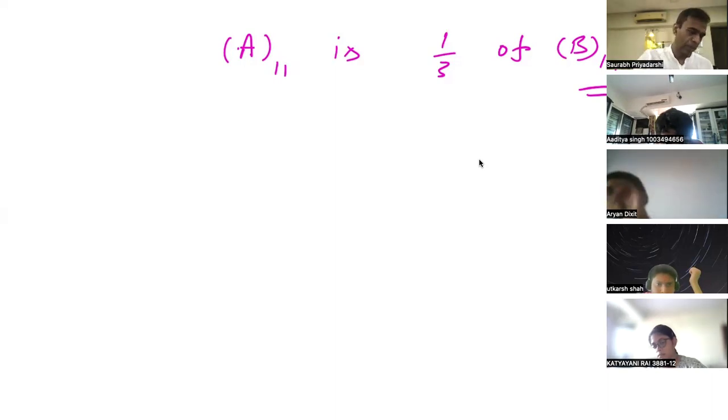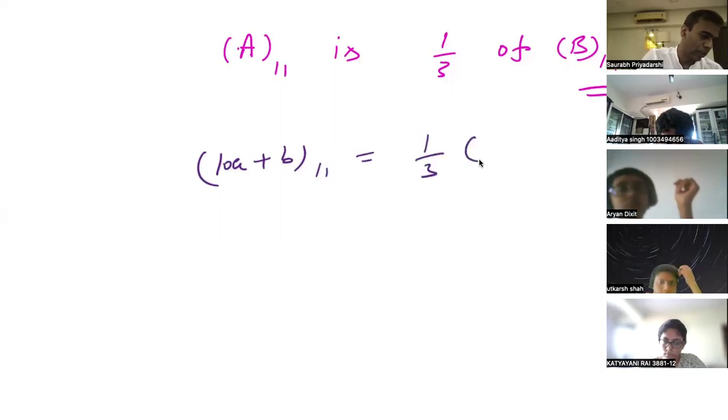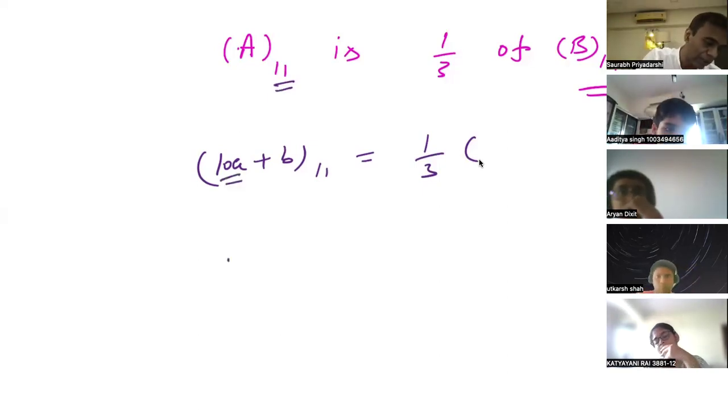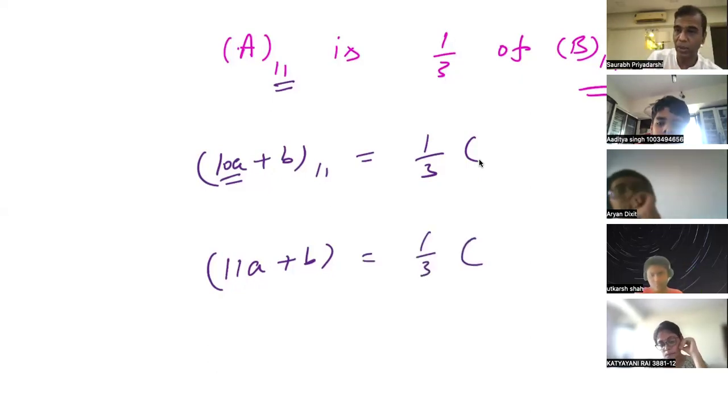Let's see. This A is a number. I'm assuming this number is nothing but 10A plus B with a base 11, equal to 1/3 of the other number, right? So 10A plus B, but we know that this has the base 11. So what should I write? Instead of 10A plus B, I have to write 11A plus B with a base 11. And that is equal to 1/3 of the other. I'm changing both into base 10, and only then can I compare both the numbers, right?